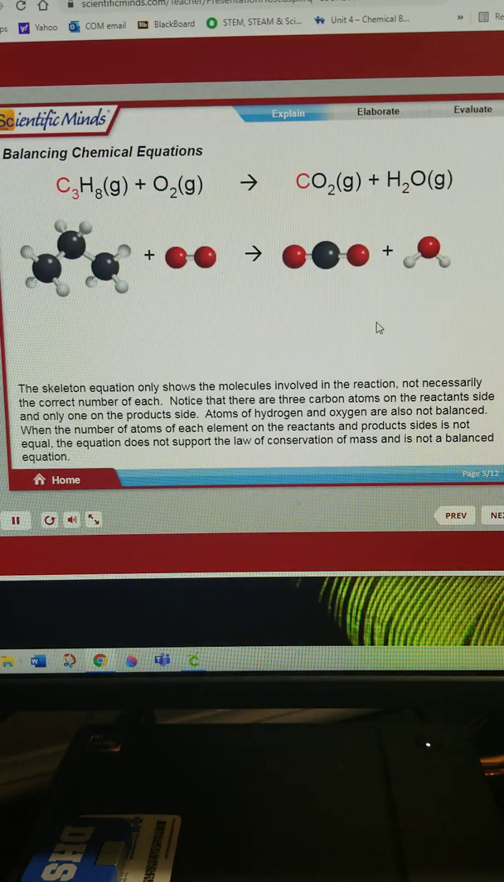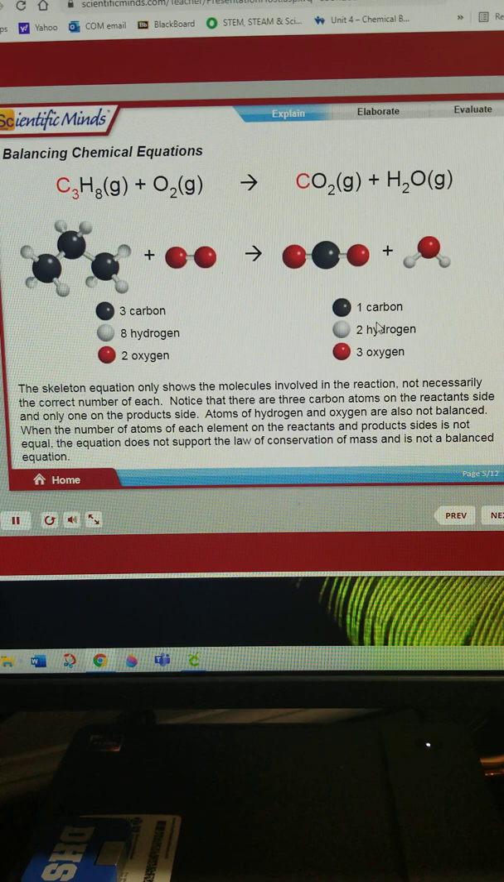The skeleton equation only shows the molecules involved in the reaction, not necessarily the correct number of each. Notice that there are 3 carbon atoms on the reactant side and only 1 on the product side. Atoms of hydrogen and oxygen are also not balanced. When the number of atoms of each element on the reactants and product sides is not equal, the equation does not support the law of conservation of mass and is not a balanced equation.